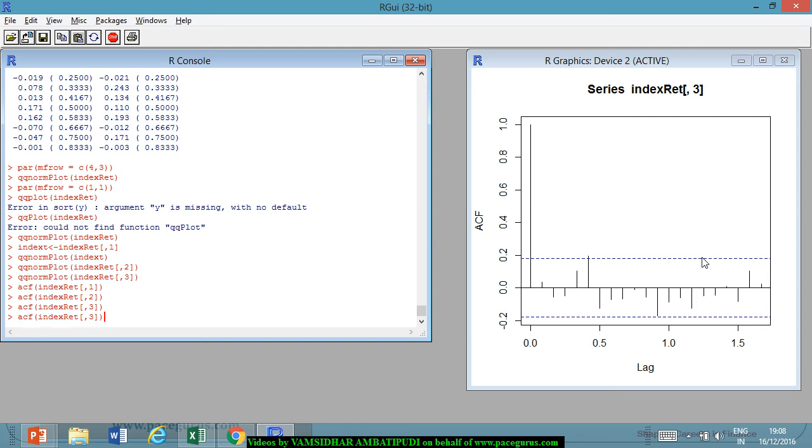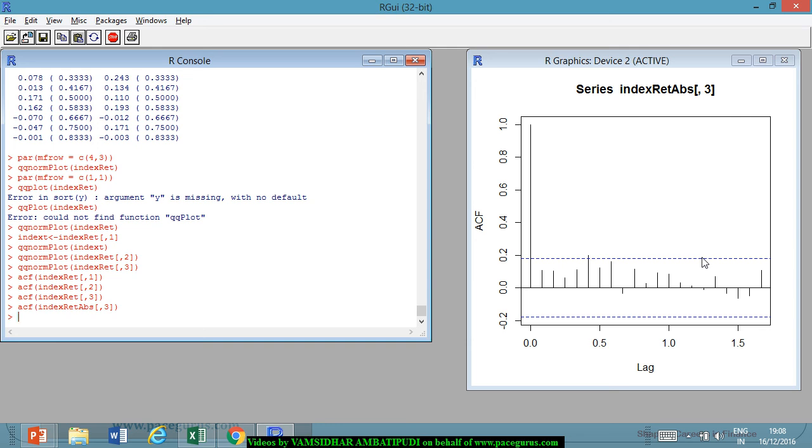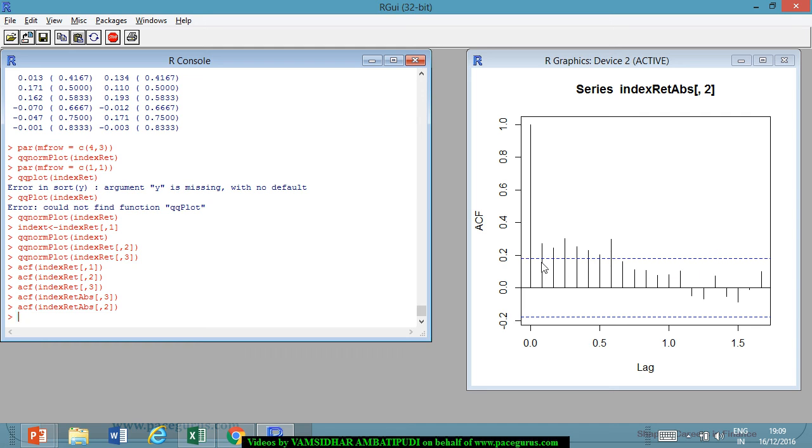But if I look at it with respect to the absolute, it might very well be the case that for some of them, it is slightly above the cutoff limits. If I look at it with respect to the reality sector, yes, I could see that there are so many spikes that are above the cutoff line, indicating the presence of high, significant autocorrelations in the reality sector.